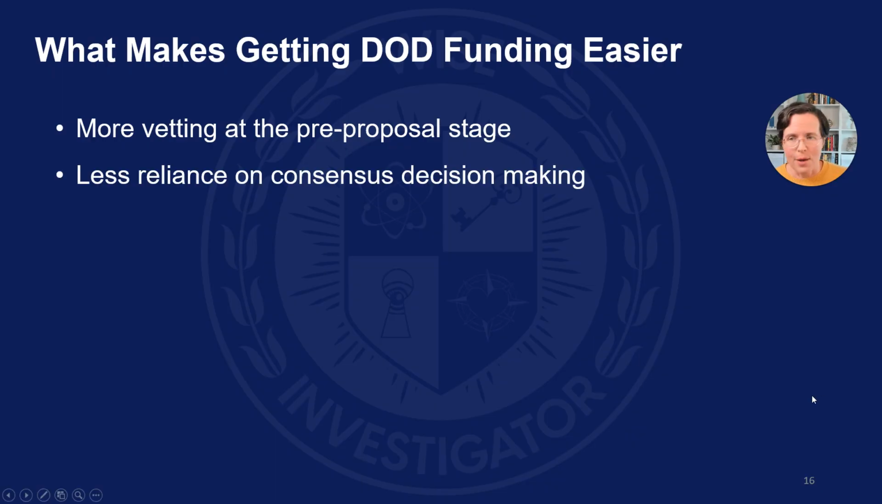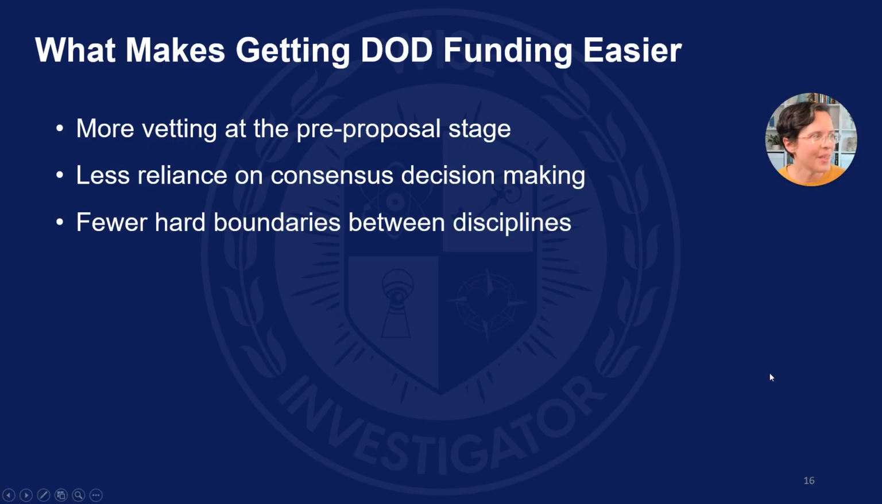Now, this goes back to the last slide. We're going to have less reliance on consensus decision-making. So if you can find a strong advocate for your idea, you may not have to convince many, many more people that it's a good idea. So this can also make things easier.